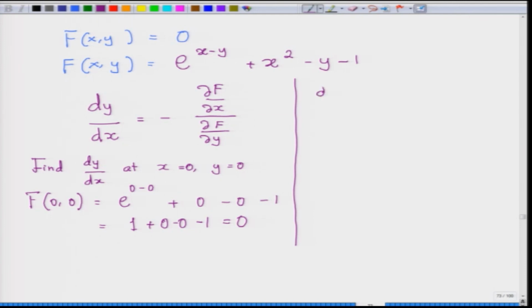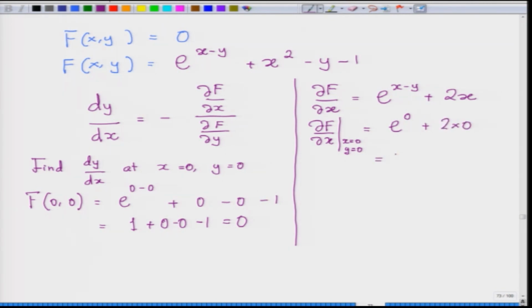So, what is del f del x in this case? It is e to the power x minus y plus 2x. So, computed at 0, 0, what do I get? I will put 0, 0: e to the power 0 plus 2 into 0. So, I will get 1.